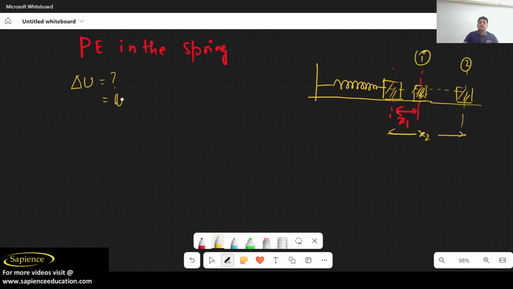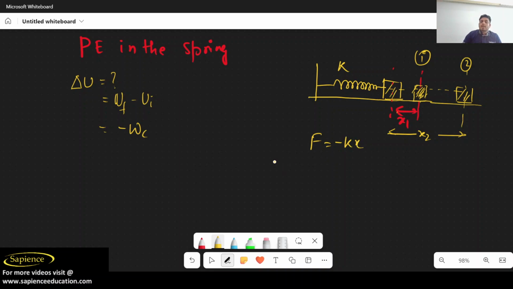Here you can write Uf minus Ui. Now, Uf minus Ui can be written as the negative of work done by the conservative force. So our motto is to find the work done by the conservative force. Here you know that the spring has a constant k, and as we have studied in Newton's laws of motion, if we stretch a spring, the force is proportional to the displacement. So the force by the spring can be written as minus kx.